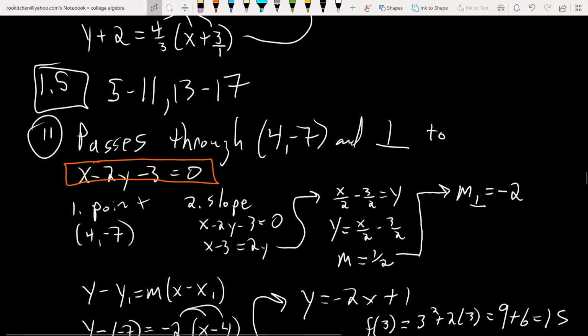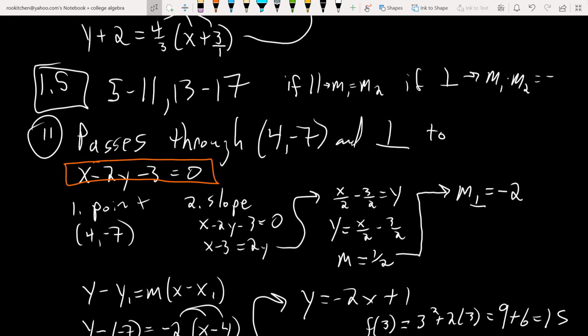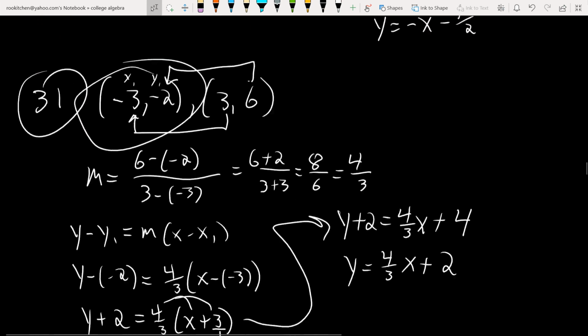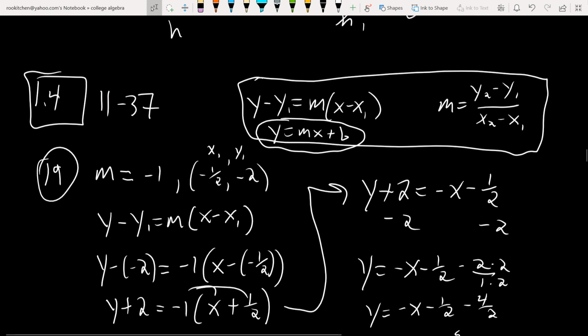Okay. What else do we need to have? You need to know how to produce a perpendicular slope. So if parallel, remember m1 equals m2. If perpendicular, then they're negative reciprocals. So if you multiply them together, you should get negative 1. For the 1.4, you need to have this material memorized.